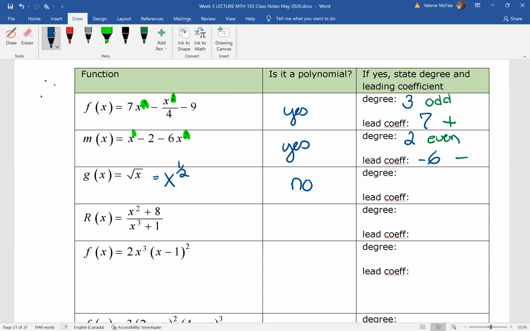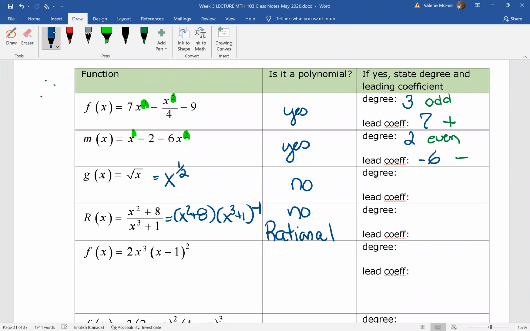What about the next one? Well, first of all, it's not a sum or difference of terms. It's the division. So we could also write this as x squared plus 8 all multiplied by x cubed plus 1 to the power of -1. Now I have an exponent that is not greater than or equal to 0. So again, no. In fact, this is a rational function, not a polynomial function.